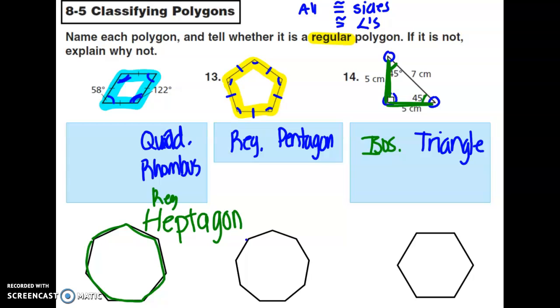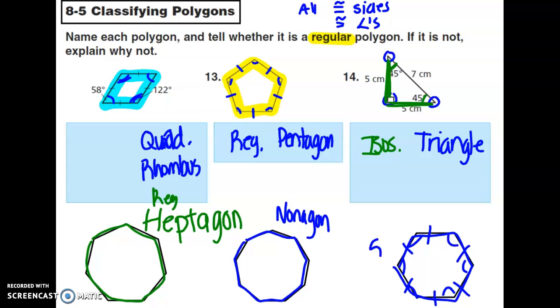For our next one right here, 1, 2, 3, 4, 5, 6, 7, 8, 9 sides. 9 sides is a nonagon for that shape. And our last one, 1, 2, 3, 4, 5, 6 sides. All sides are the same length. All angles are also congruent to each other. 6 sides, 6 has an X. This, my friends, would be a regular hexagon for that one, a regular hexagon.